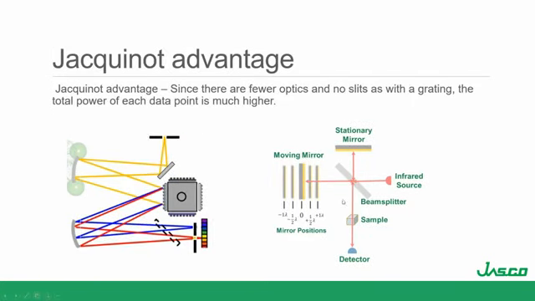The Jacquinot advantage is that there's a slit here that blocks out light, a slit here that blocks out light, and multiple optics that it's bouncing off of, and you're only sampling a portion of the light that's gone through the sample. So the intensity is a lot less for grating spectrometers than it is in FT, because with FT you have all the light hitting it at once.